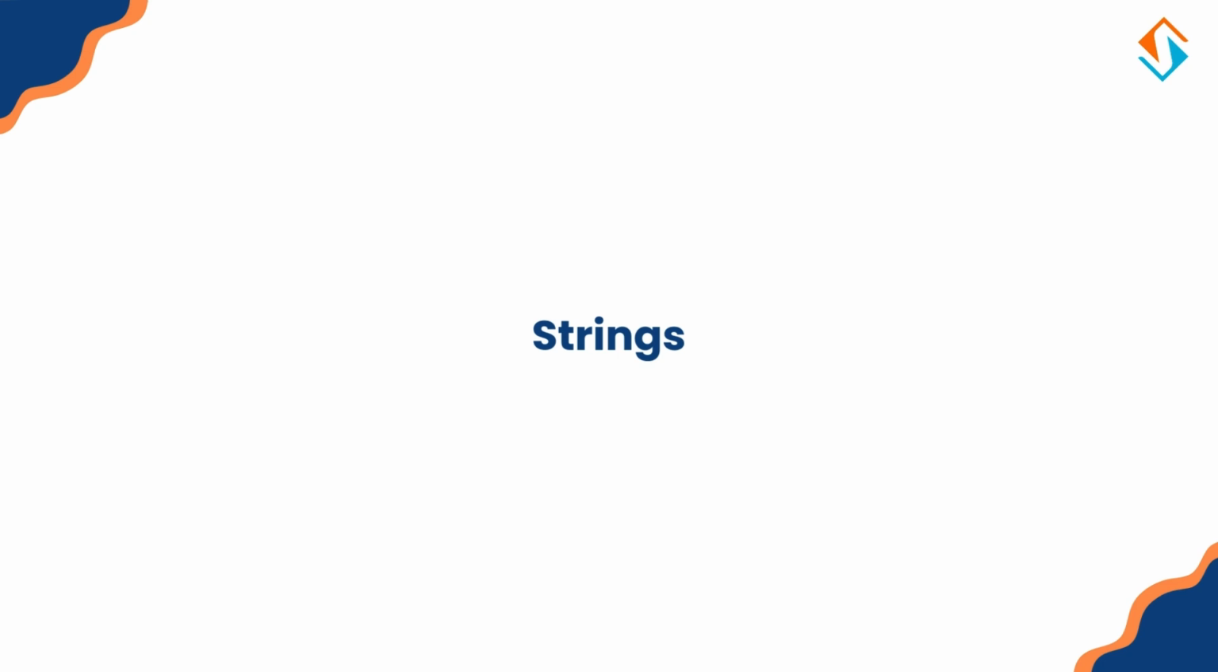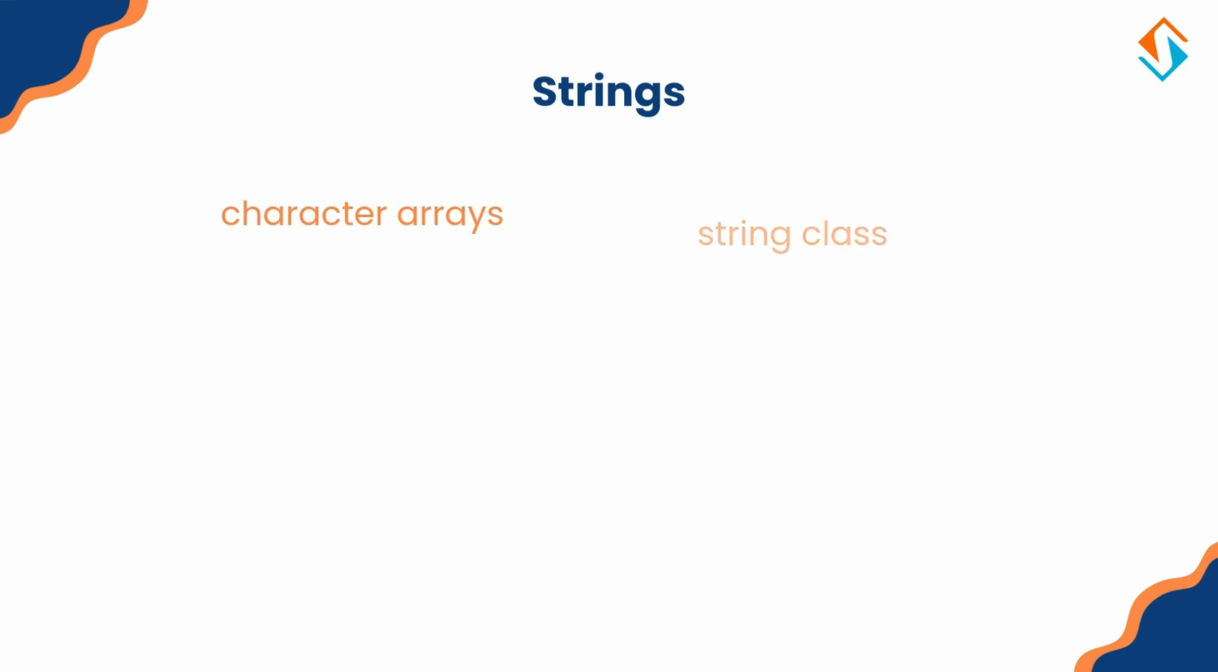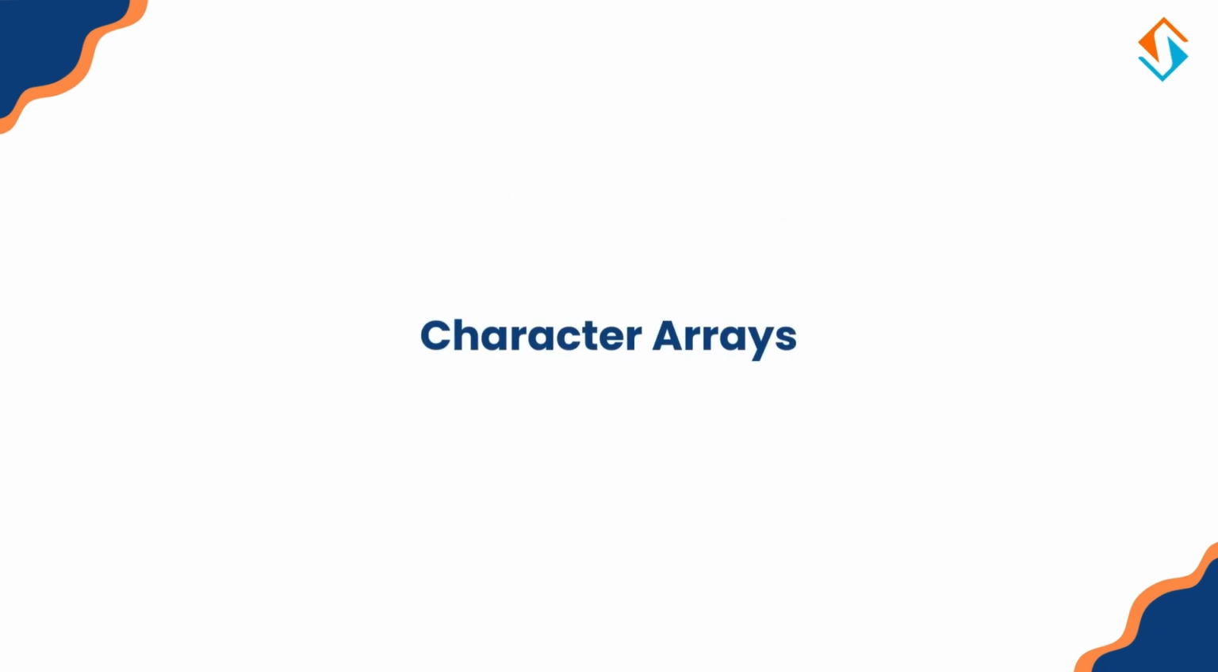Strings are sequences of characters, and in C++ you can handle them in two main ways. First one is using character arrays, and the second one is using the C++ string class. Let's explore both. Character arrays are the more traditional way to work with strings in C++. Here's how you can use them.